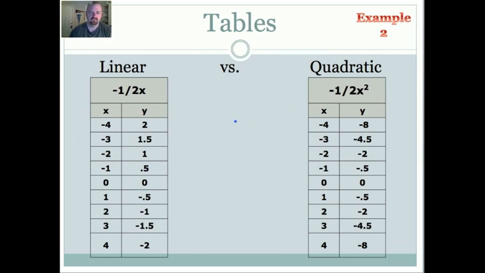Let's look at our next example. We have negative 1/2 x and negative 1/2 x squared. Our linear one, you can see the same thing is happening. It's going down, down, down, down by half each time, or by 0.5 each time. Nice and consistent, a nice line. This one, you notice our values are different. They go negative 8, negative 4.5, negative 2, negative 0.5, 0, negative 0.5, negative 2, negative 4.5, and negative 8.